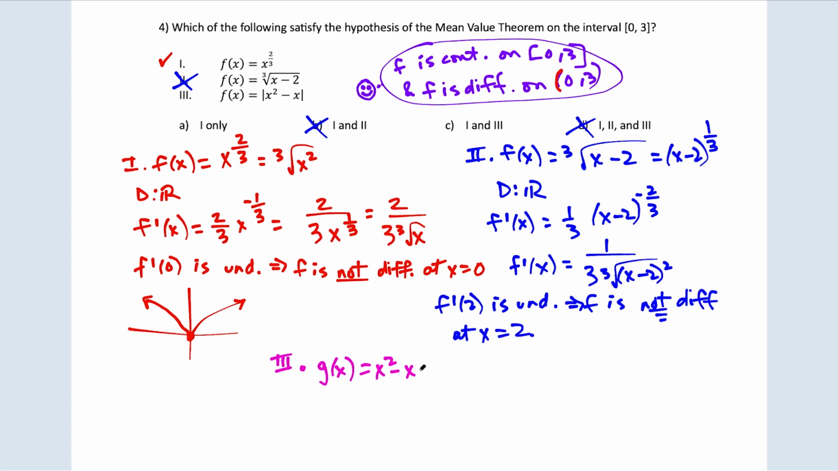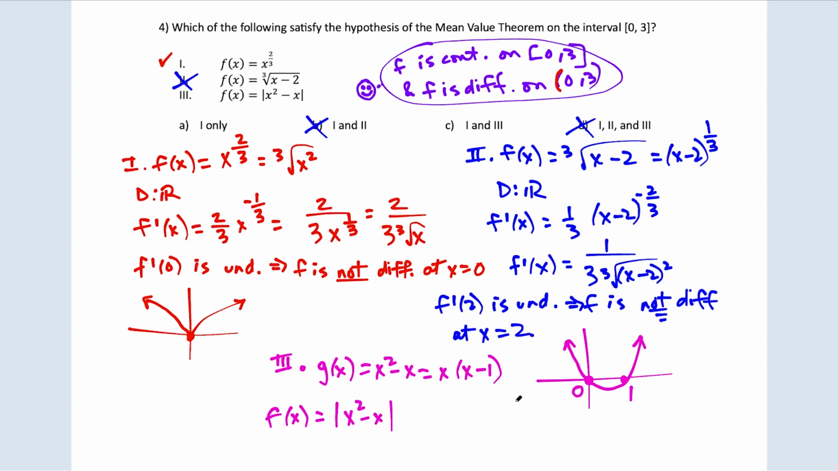So we have this quadratic function, and I'm going to factor out an x, and we have x times x minus 1. So if I look at a graph of this function, we have a root at 0, and we have a root at x equals 1. So this is a smiling parabola if I were to draw it out, and this is what the function g of x looks like. So f of x, if you notice, is the absolute value of x squared minus x.